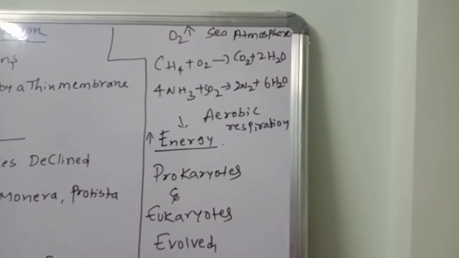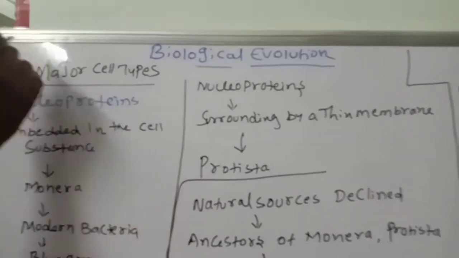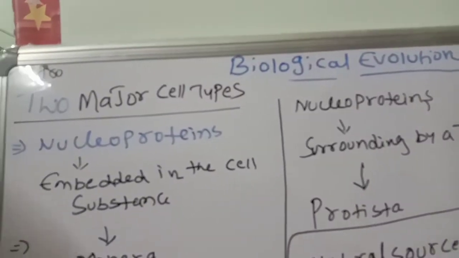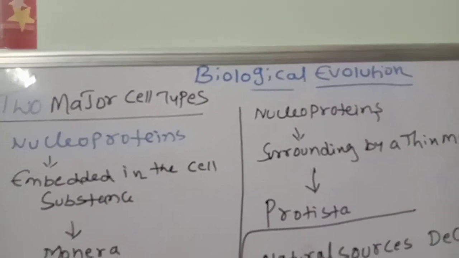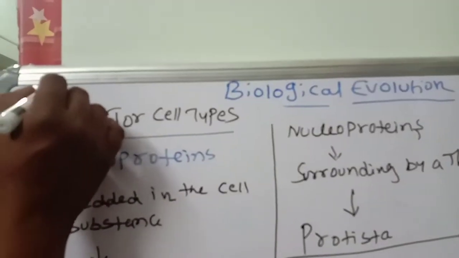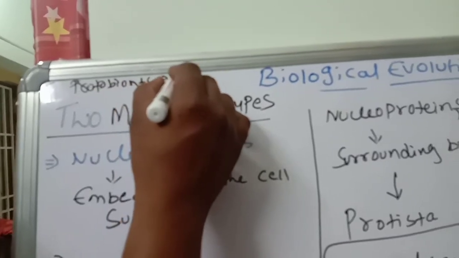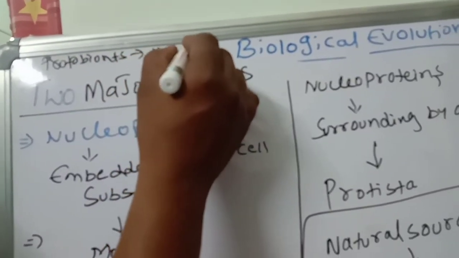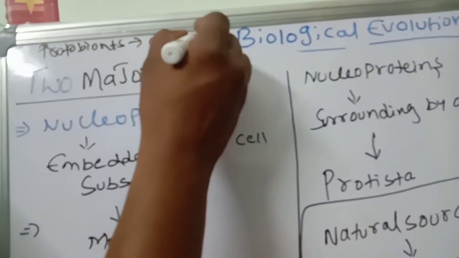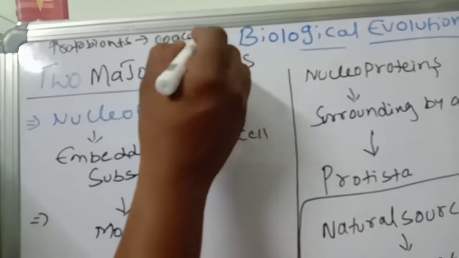Now come to the concept, please. So what happened? Protobionts or coacervates formed. That one we discussed just once. Protobionts, coacervates. After the protobionts, how did the viruses develop? You know very well, viruses. Coacervates, then viruses. After that time, what happened?